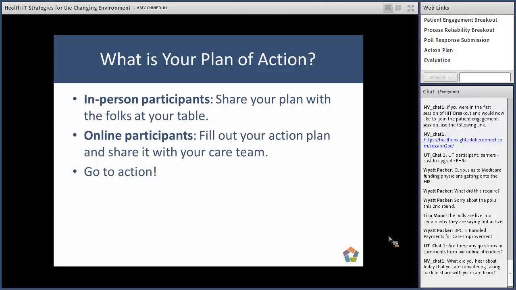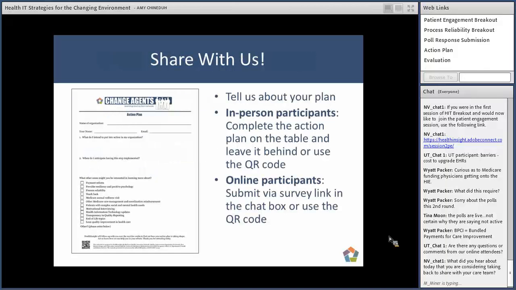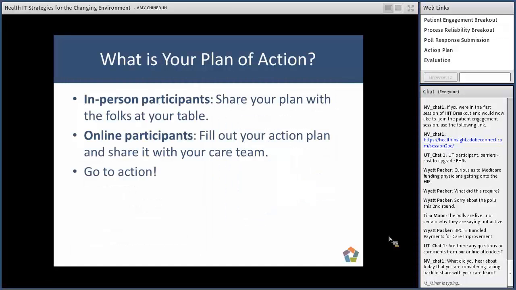Okay, if our audience here in Nevada is any indication, I think people are just ready to take action. So we're going to jump to the next step. Go ahead and take action. Go to pages 11 and 12 in your workbook and write down your ideas.